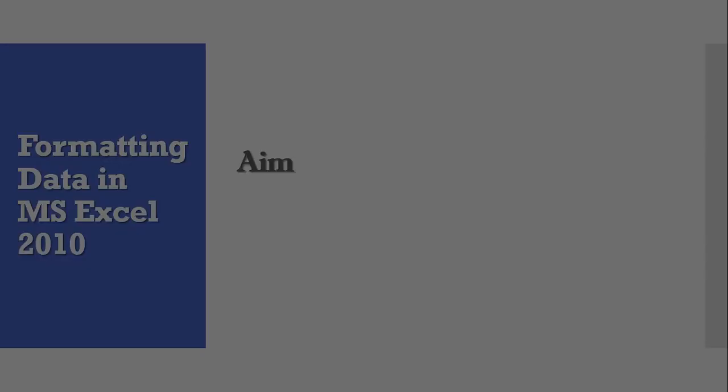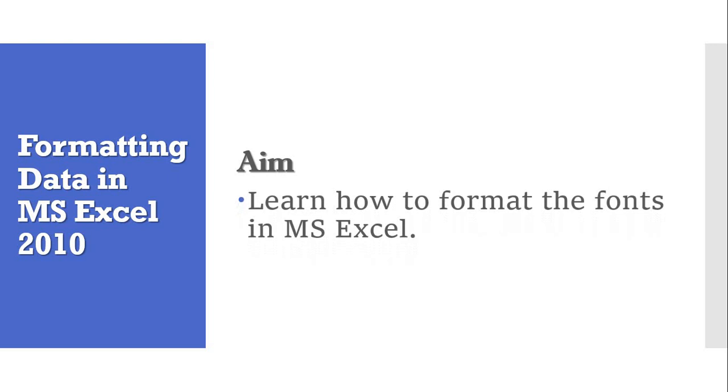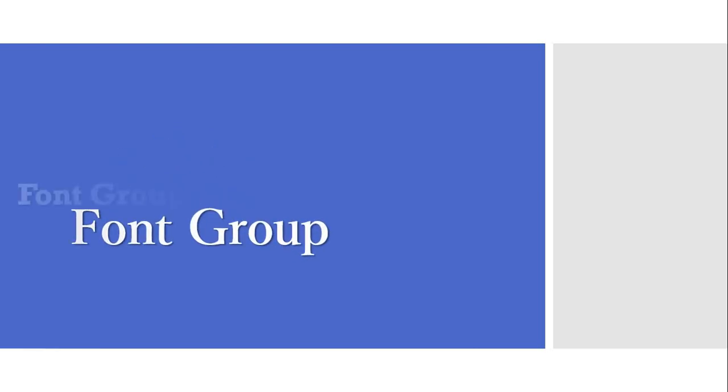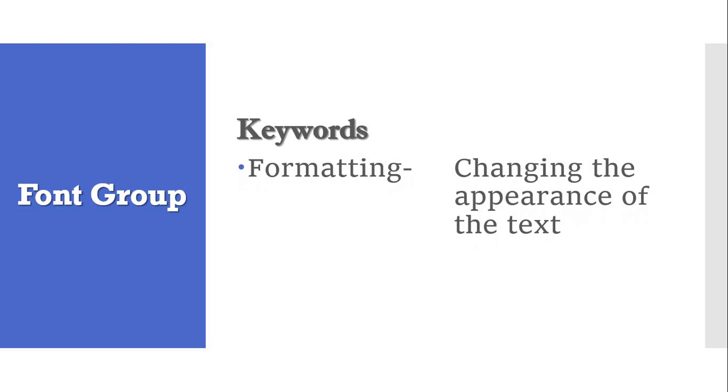So, today's aim is to learn how to format the fonts in MS Excel. And today's topic is the Font group. Come on, let's learn the meaning of some keywords. First one, formatting. It means changing the appearance of the text. That means making the text attractive. Next keyword is emphasize. It means highlighting, to highlight any text on the workbook. I hope you all get the meaning of these keywords.